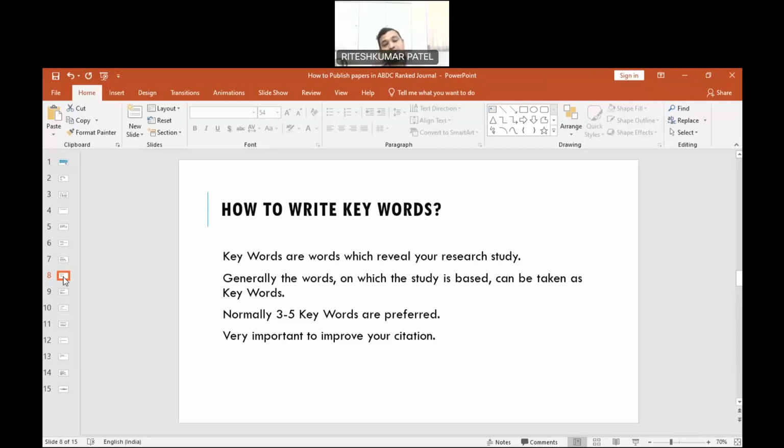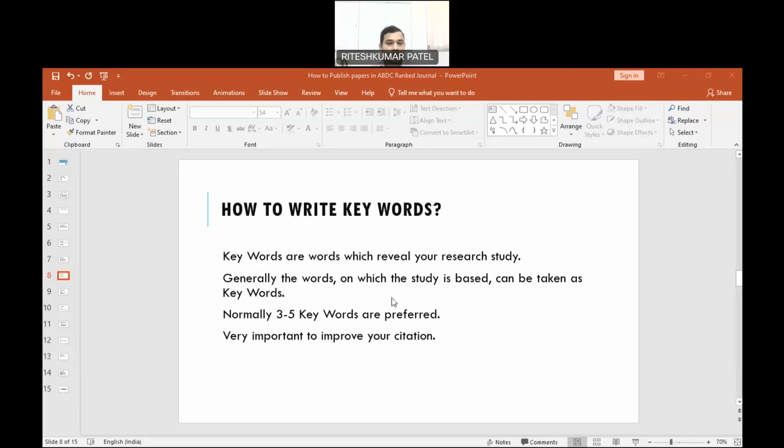Because when you are searching on Google or any portal for a paper, the keywords that you type, based on those keywords only, you will be able to find the paper. So you need to make sure of how it can go ahead.